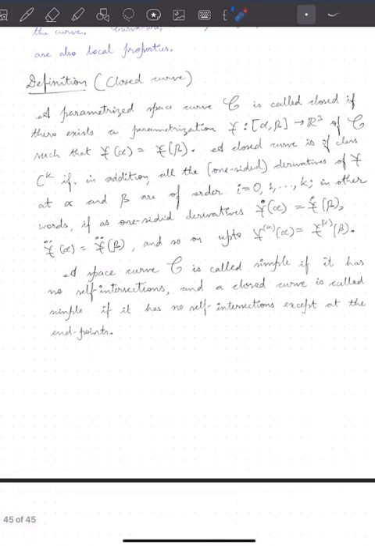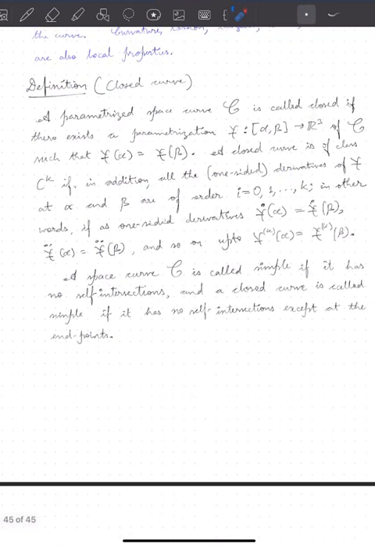So we first define what we call the closed curve. If there is such a parameterization such that at the ends, the gamma vector at alpha is the same as gamma vector at beta. Then we talked about what is a simple curve, if it has no self-intersection. I'm sure we had discussed it some time back as well. And a closed curve is called simple if it has no self-intersections except at the endpoints.